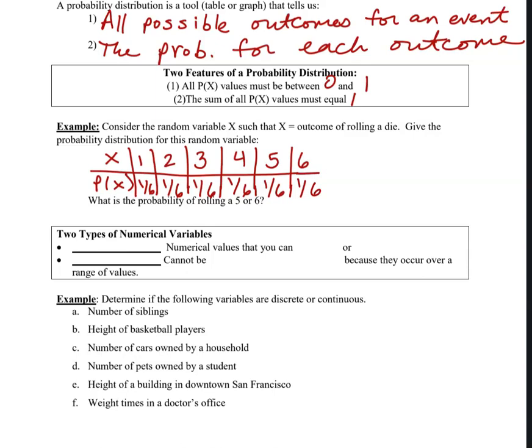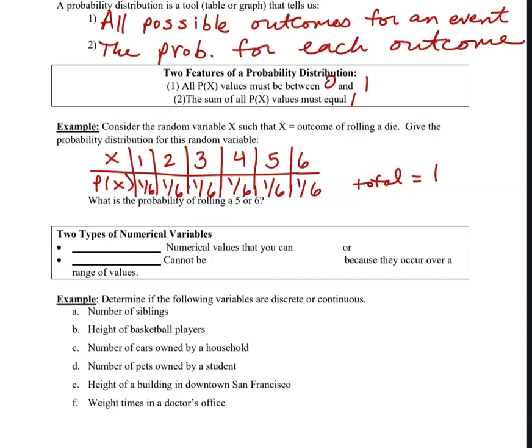So a couple things I want you to notice. Each one of those probabilities is between 0 and 1. They're all the same. They're all 1/6. And if you add all those together, the total would be 1. And that's because I've considered all possible events for rolling a 6-sided die.